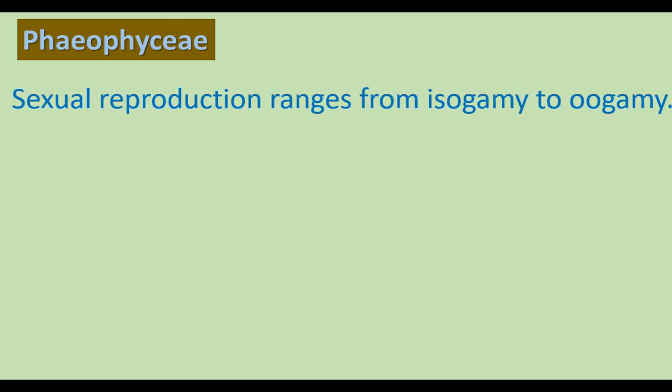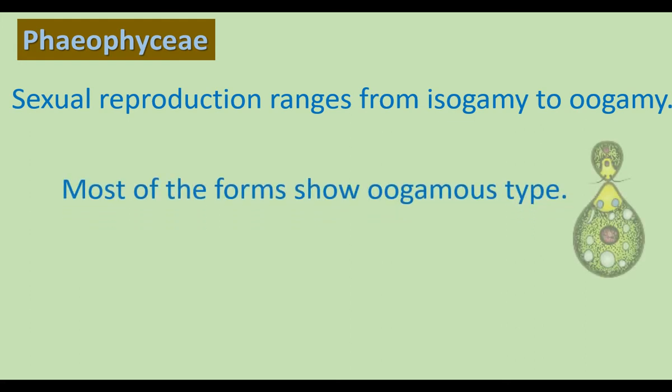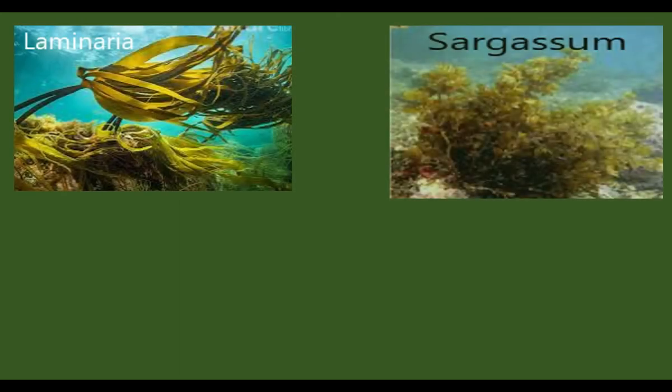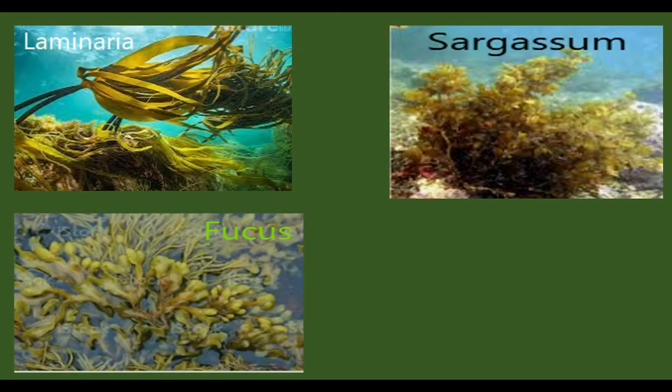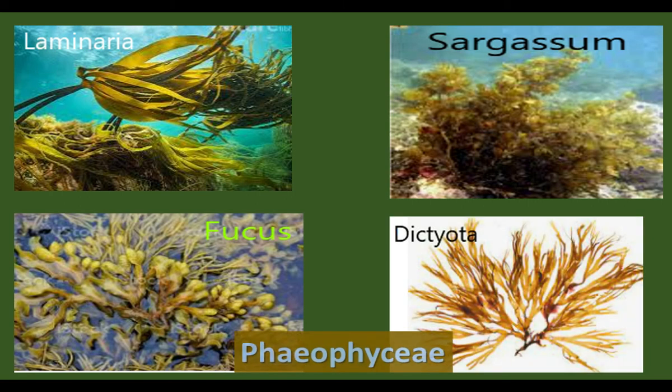Sexual reproduction ranges from isogamy and anisogamy to oogamy. Most of the forms show the oogamous type. It involves the fusion of dissimilar gametes. Alternation of generation is present in Phaeophyceae members. Laminaria, Sargassum, Fucus, and Dictyota are members of Phaeophyceae.